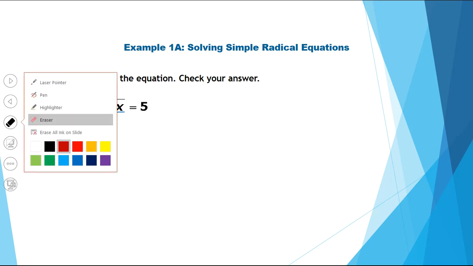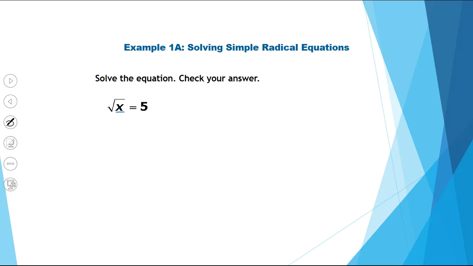So if I'm square rooting x, I can get rid of that square root by squaring the square root of x. But of course, if I do it to the left side, I have to do it to the right side. So that simply removes the radical sign and leaves me with just x. And of course, on the right-hand side, 5 squared is going to become 25. So we solve the equation: x equals 25.